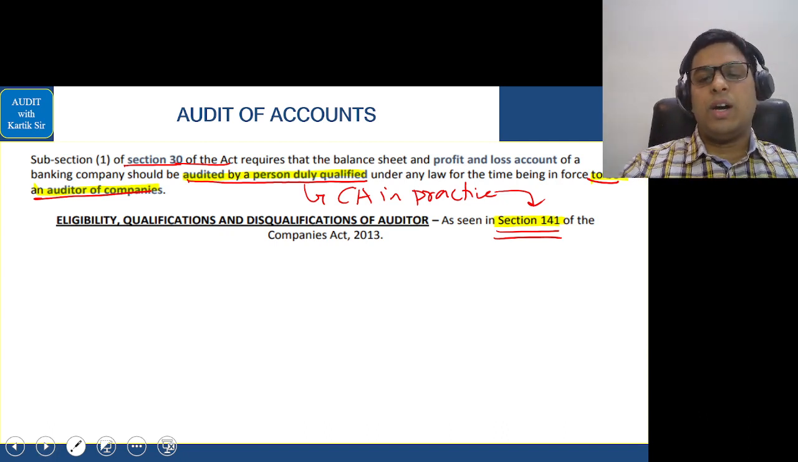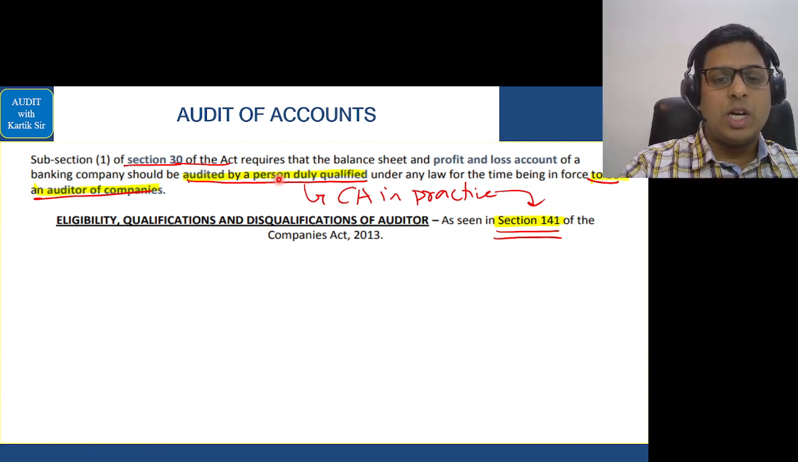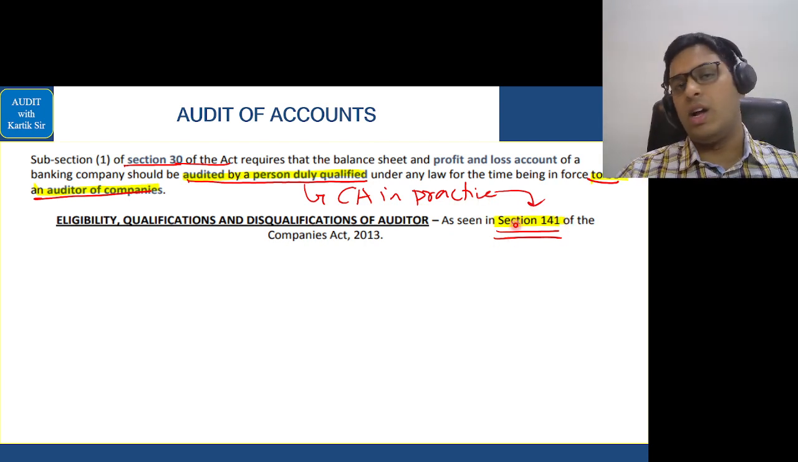Next, banks are audited by a person duly qualified to be an auditor of a company also. So you understand again, a CA in practice will do the audit of banks. So the eligibility, qualification and disqualification for a CA will be the same for a bank also.